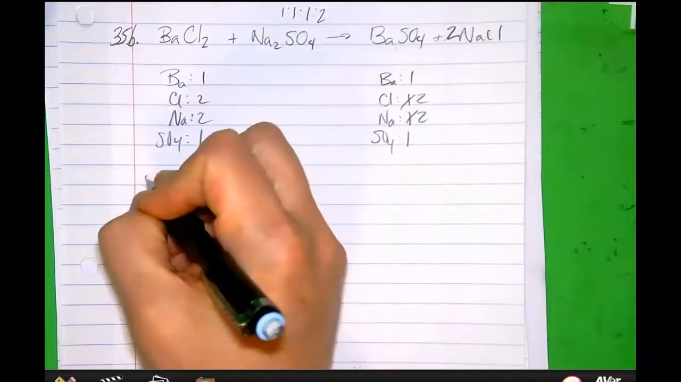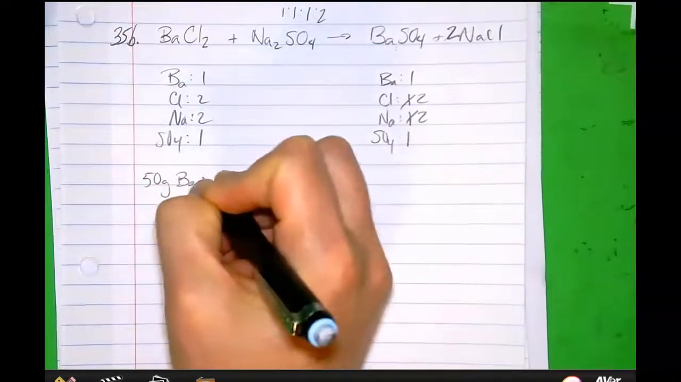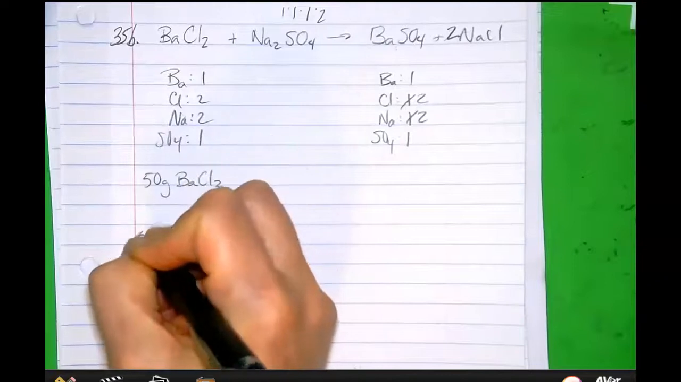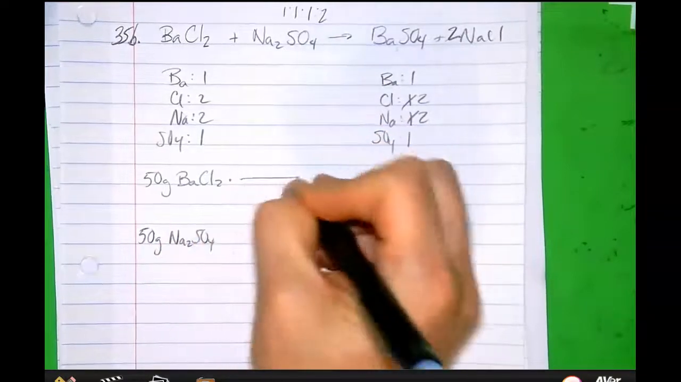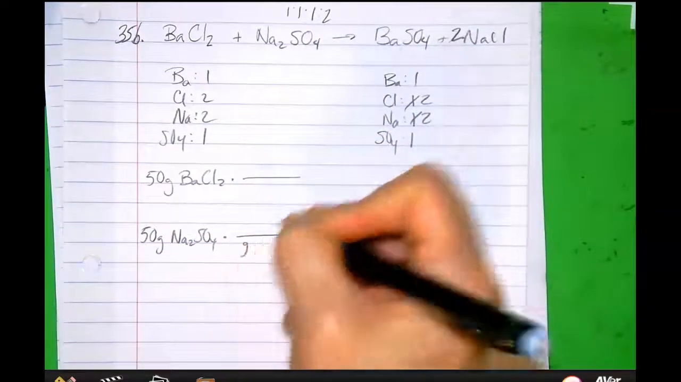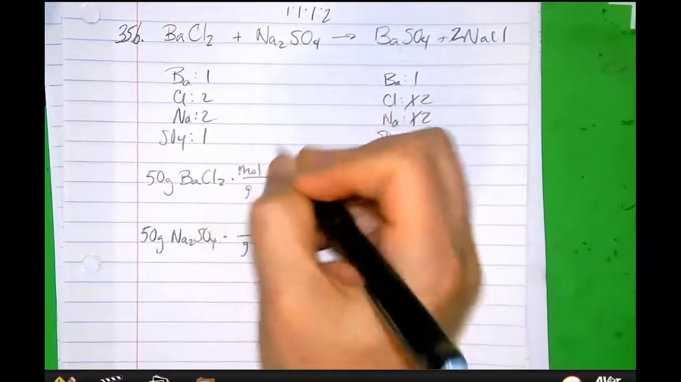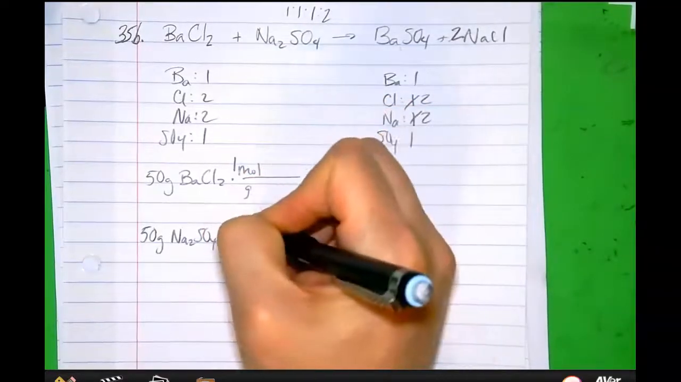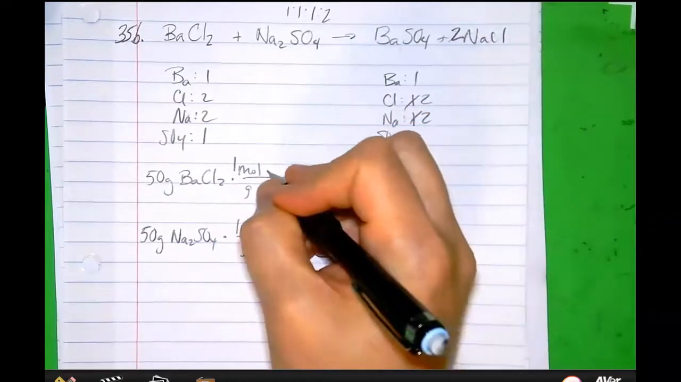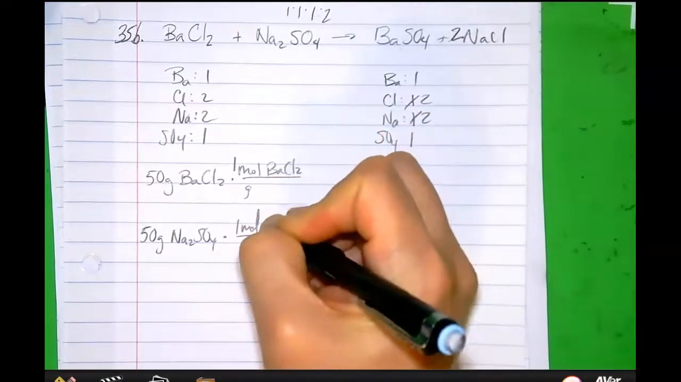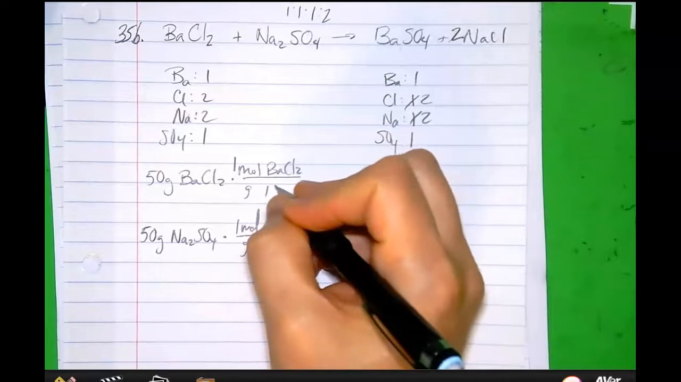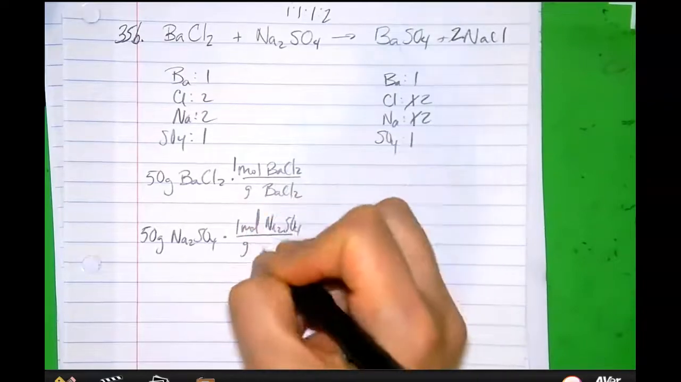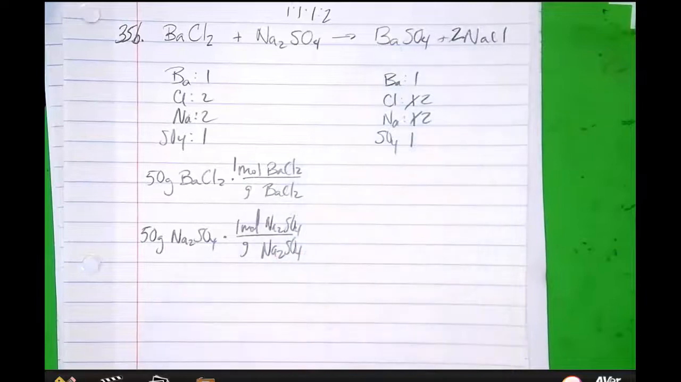So let's start with 50 grams of barium chloride, and let's down here put 50 grams of sodium sulfate. Convert them both from grams to moles. It's going to be 1 mole, 1 mole, and put it in the substance. And then we're going to go to our periodic table and come up with the molar mass of both of these.